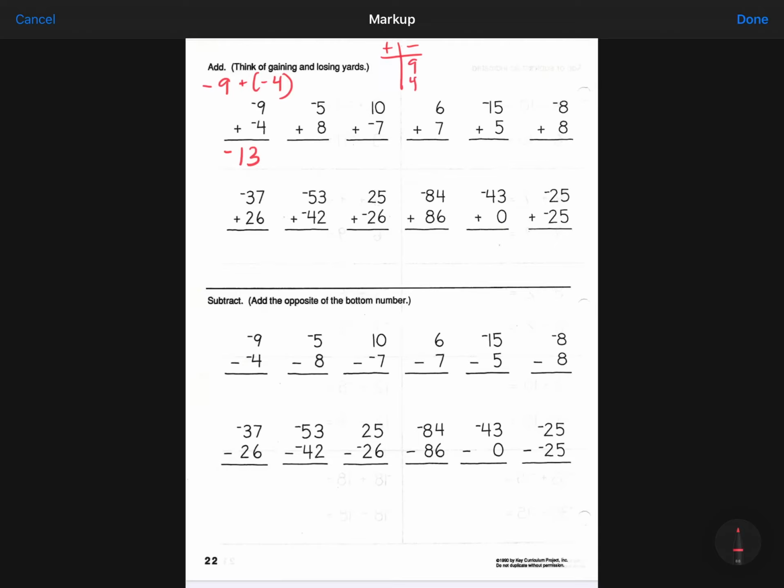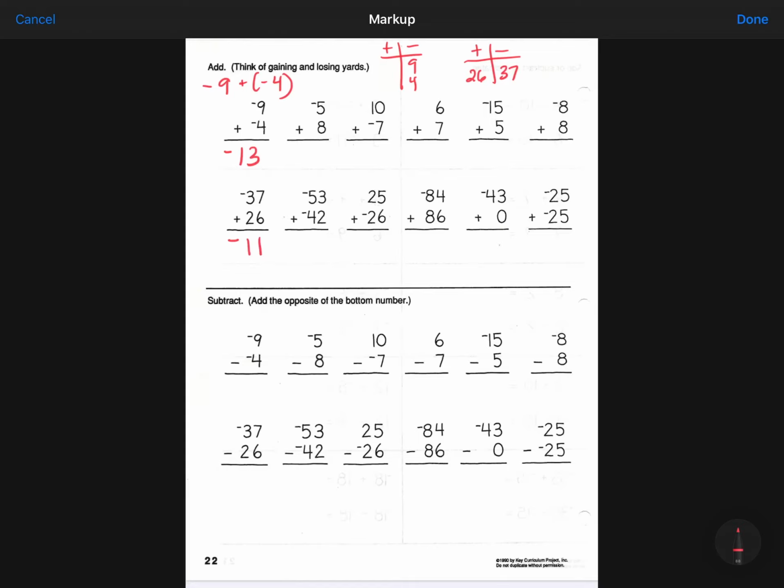The one down below it, just to give you an idea with the bigger numbers, again, I think the scorecard method is helpful to show that the negatives have 37 and the positives have 26. Who won? The negatives. How are you going to figure that out? You got to subtract, even though there's an addition sign there. You got to figure out the difference. Who won by how much? And so in this case, it's going to be -11.